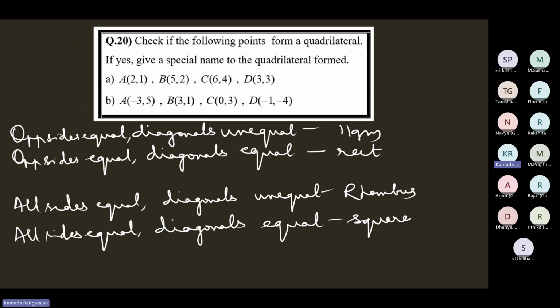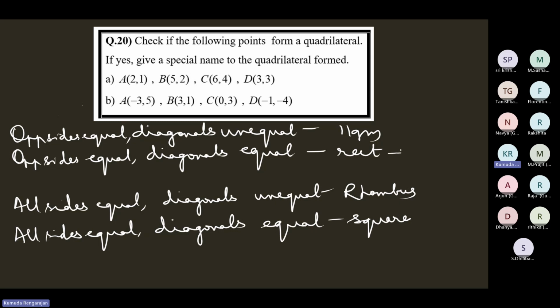Only if you have to show it's a rectangle, you should also check the diagonals. Similarly, if you have to show that 4 points form a rhombus, just check if all the sides are equal. You don't have to check for the diagonals. If all sides are equal, it's a rhombus. If you have to show that it's a square, then you have to check for the diagonals. Diagonals also must be equal. Then it's a square.